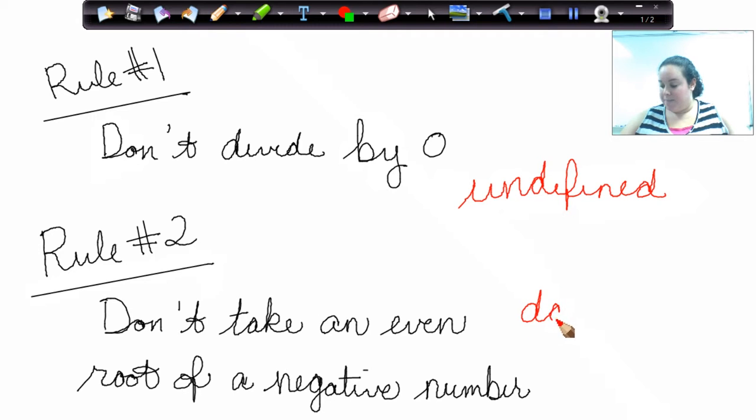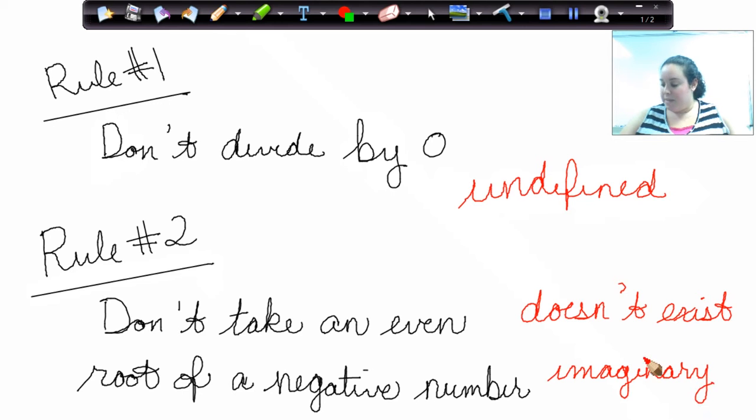Okay, so we say it doesn't exist, or sometimes instead of saying it doesn't exist, we say, that's imaginary. But imaginary and does not exist is the same thing, right?